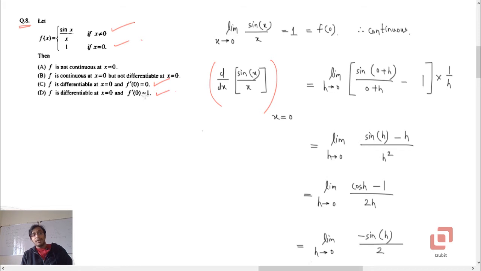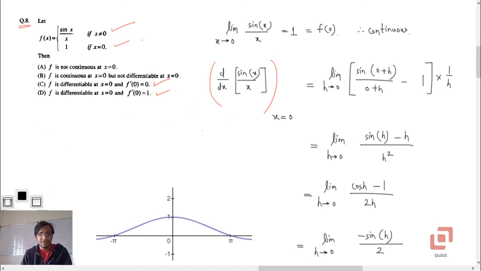Now, if you know how the graph of sin x upon x looks in the vicinity or neighborhood of 0, then you will automatically come to know that it is differentiable and the derivative is actually 0. The curve appears to be smooth in the vicinity of 0, except it has one discontinuity at 0, which is 1, because the limit of sin x upon x as x tends to 0 is 1.